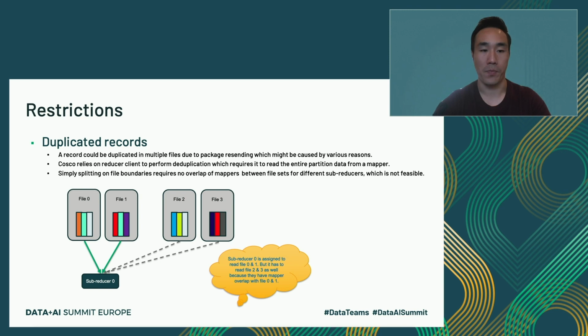For example below, subreducer 0 is assigned to read from files 0 and 1. But since files 0 and 1 have mapper overlap with files 3 and 4 respectively, both files 3 and 4 have to be read by subreducer 0 as well. Since Cosco randomly merges results from different mappers, each subreducer will likely end up reading all files of the partition again.